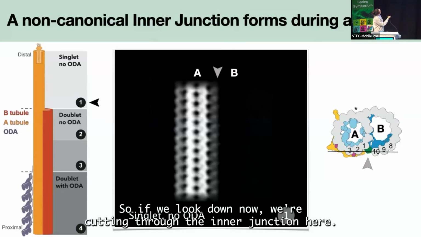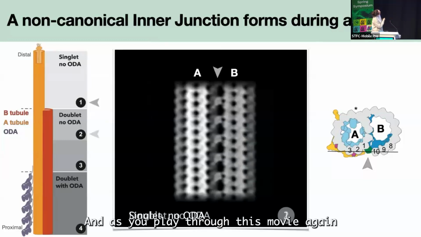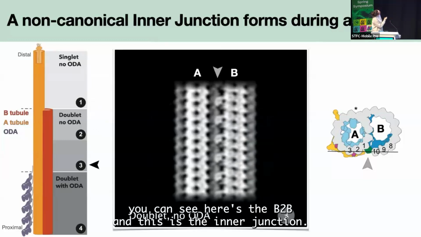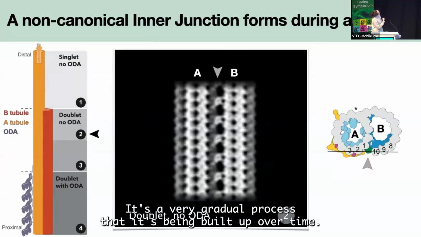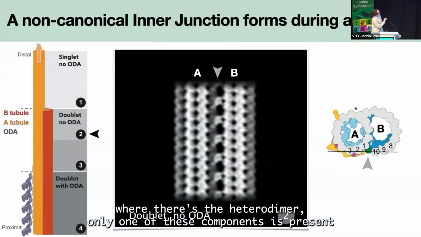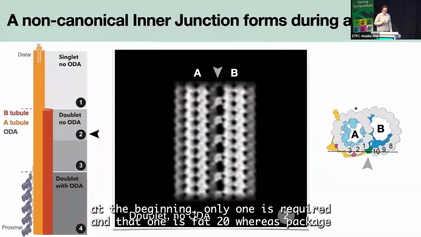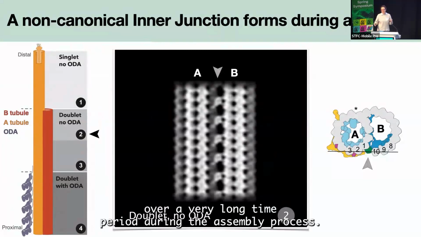So if we look down now, we're cutting through the inner junction here. Here's the A tubule, and as you play through this movie again, you can see here's the B tubule, and this is the inner junction. I hope you can quickly appreciate that it's a very gradual process that is built up over time. Out of this inner junction filament where there's the heterodimer, only one of these components is present at the beginning, only one is required, and that one is FAP20, whereas PACRG is sporadically incorporated over a very long time period during the assembly process.